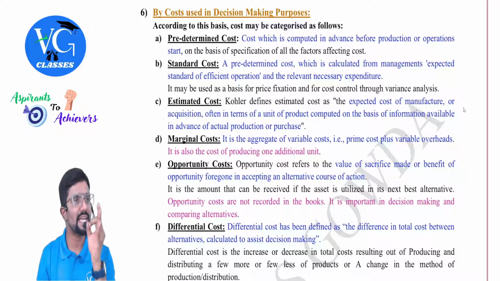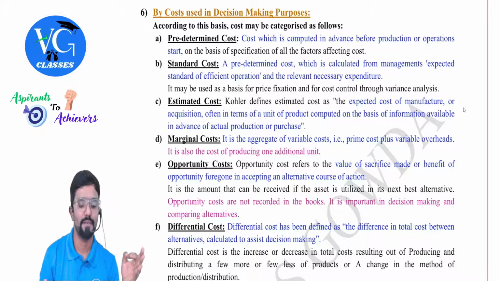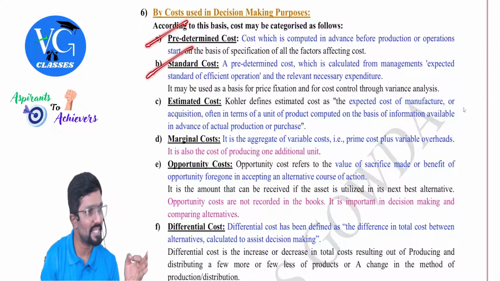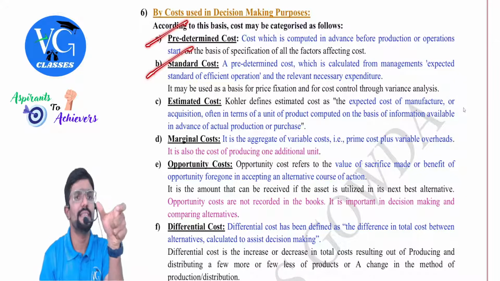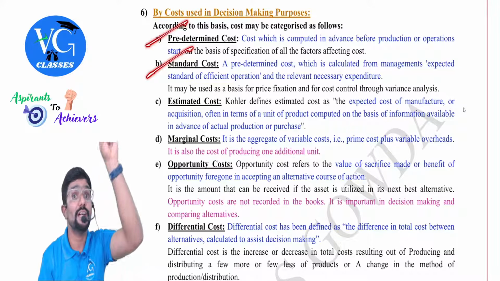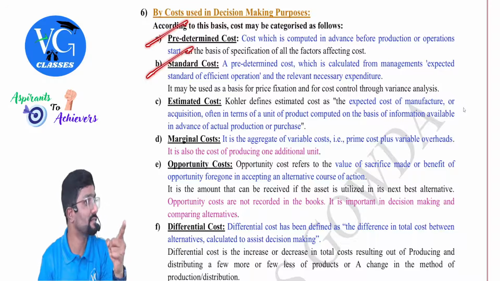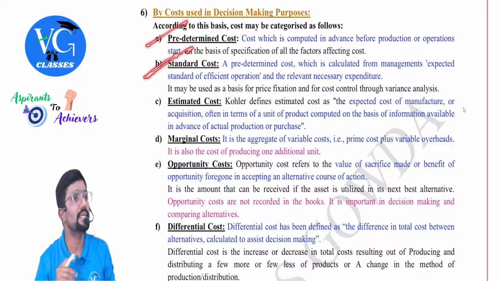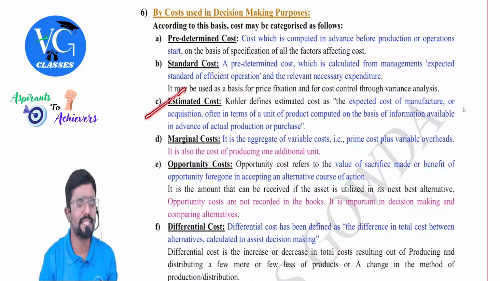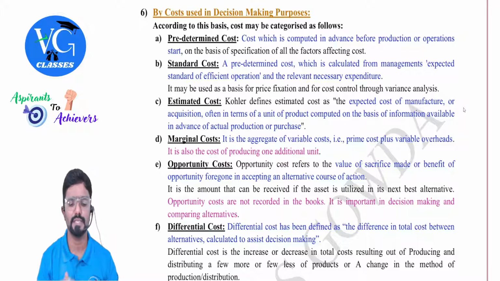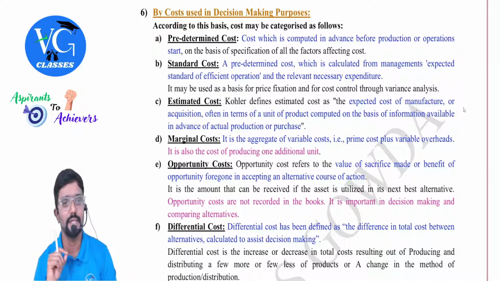When a cost is calculated in advance, we call it predetermined cost or standard cost, which is kept as the target also, under cost control. I gave an example of 100 rupees; that was nothing but the standard cost. Then estimated cost. Everything is one and the same. Let us go through what it is.